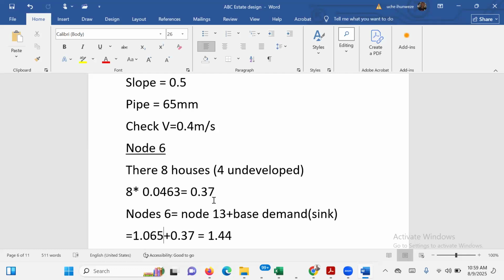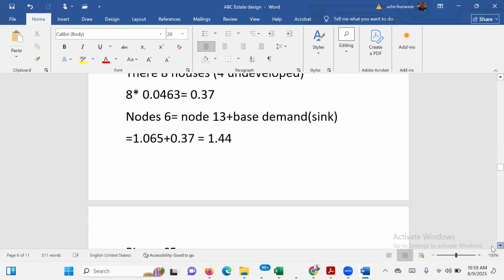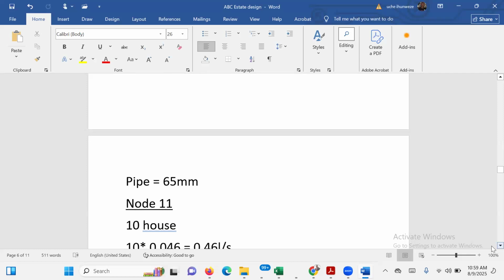We'll now add it to the downstream value of node 6. And the downstream value of node 6 is what we just did in node 13, and that is 1.065. So add it plus 0.37. That will give us 1.44. I don't expect the pipe size to change. So the pipe size remains 65. If you want to go and check it, anything between 1.11 and 1.44 is still pipe 65. In fact, probably 65 will take up to 1.6 or so.